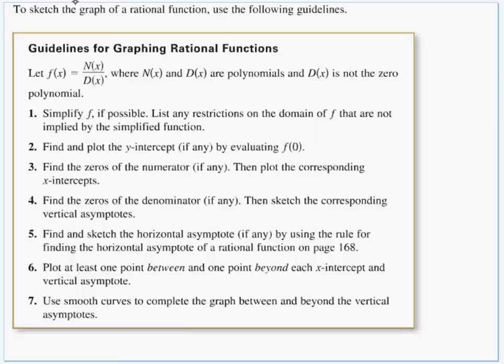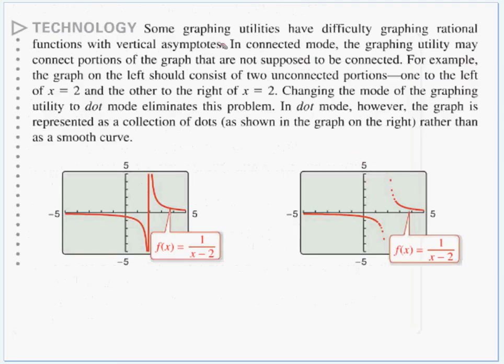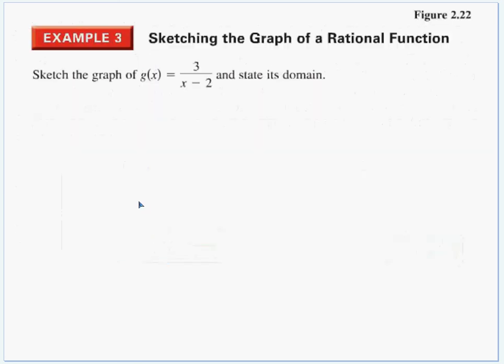All right, so let's dive in and see what we can, well, technology here. Some graphing utilities have difficulty with rational functions with vertical asymptotes. In connected mode, a graphing utility may connect the portions of the graph that are not supposed to be connected. You'll see this sometimes on our TI-89s. If there is a vertical asymptote, you'll actually see something in there. That's just the calculator freaking out. If we change it over to dot mode, we might get something a little more accurate, where as we go up, we're just having these more disconnected dots. So be cautious with a vertical asymptote in a computer. Some computers aren't very good at handling vertical asymptotes.